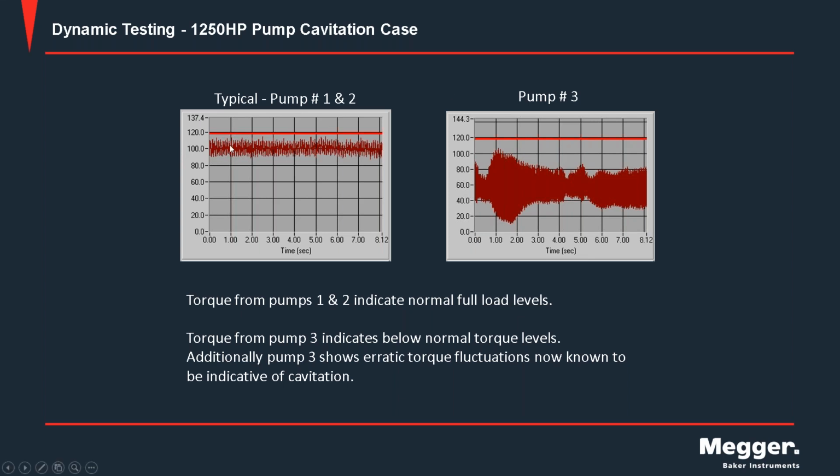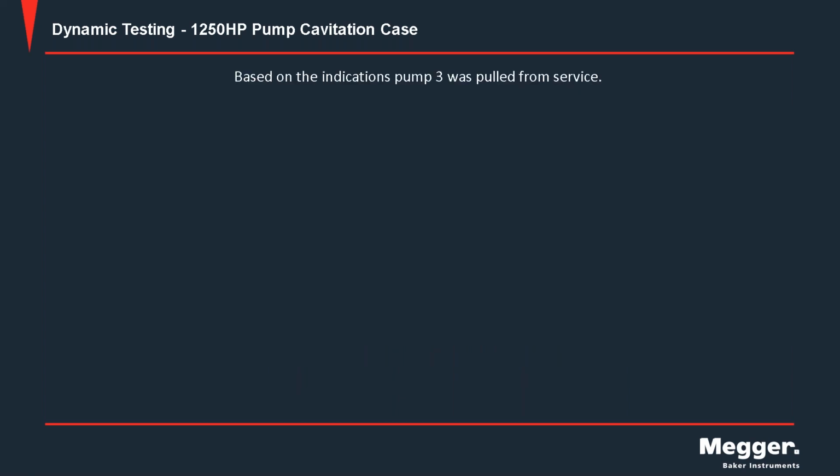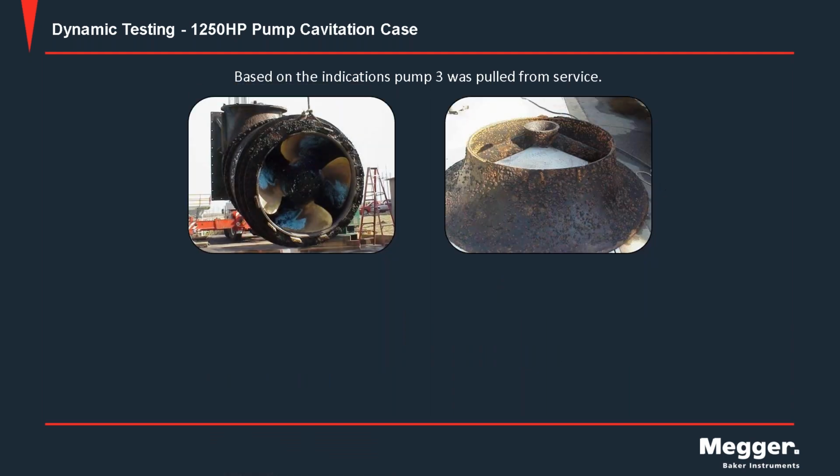Pump 1 and pump 2 have a nice sustained torque level, very low peak to peak, we call it torque ripple. But pump 3, on average, is only delivering about 60% of where it should be, and it has a really high erratic torque signature, the high torque ripple. And this is one of those indications of what cavitation looks like. So based on what they saw here, they were like, all right, let's go ahead and pull pump 3 out. They pulled pump 3 out, and this is what they found.